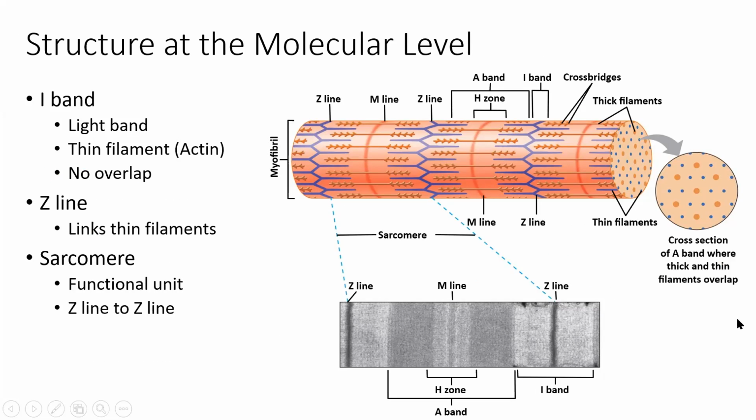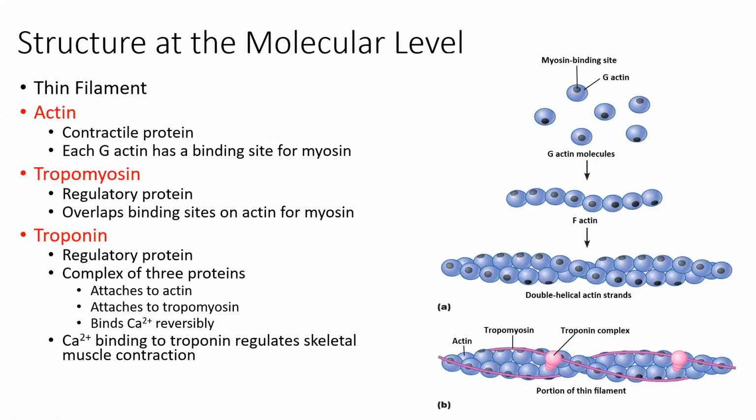Now, let's talk about the structures themselves, the filaments themselves. So we've got the thin filament, which is really actin. It's a contractile protein, and it's got these binding sites for myosin. Okay, so here's an actin monomer, and it's called G-actin because it's a globular protein, which is really a rounded or round-shaped protein. And then these globular proteins aggregate themselves to form this actin strand. This is called F-actin because it's now a fibrous or elongated protein, okay?